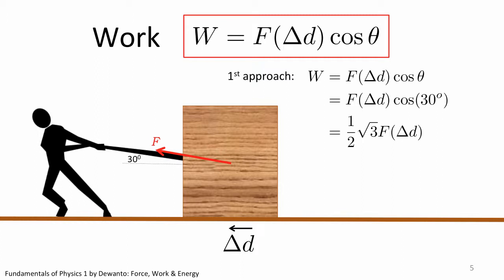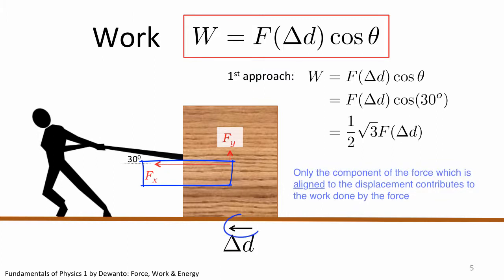The alternative way is by identifying the amount of force which contributes to the displacement. Recall from lecture 5.2 how this sort of diagonal force can be resolved to its component along the horizontal and vertical. Only the horizontal component of the force, which is aligned to the displacement, contributes to the work. The vertical component of the force, Fy, does no work to the crate because it does not contribute to the displacement of the crate.